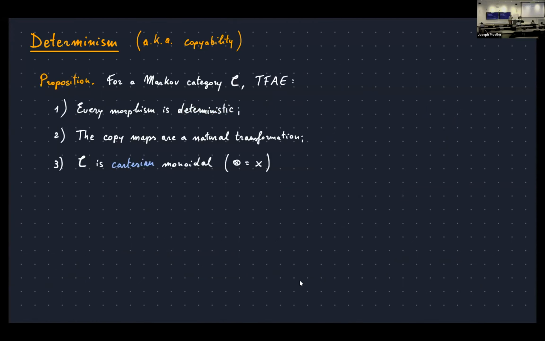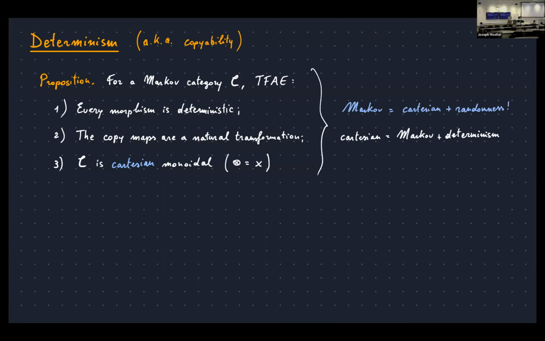Last thing I want to say before a break, proposition: a Markov category has only deterministic morphisms if and only if the copy maps are a natural transformation, so everything commutes with copying, if and only if the monoidal product is the Cartesian product and the monoidal unit is terminal, but we know that already. So what's going on here?